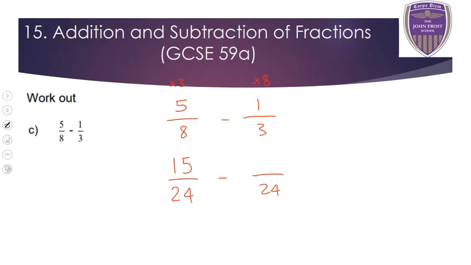So if we're timesing the 3 by 8 on the bottom, we have to times the 1 by 8 on the top as well to give us 8. So 1 over 3 is equivalent to 8 over 24. Denominators are the same now, which is what we wanted. So it stays the same. And we do 15 minus 8. 15 minus 8 is 7. The answer is 7 over 24, because we can't simplify.